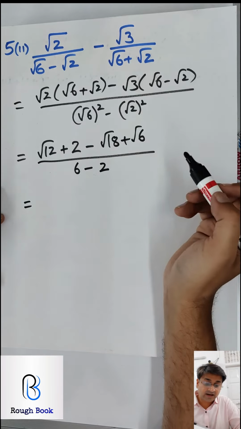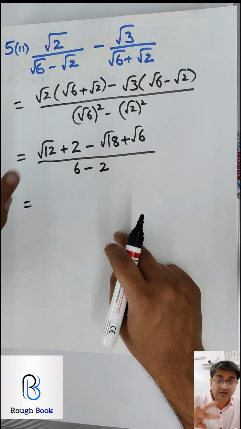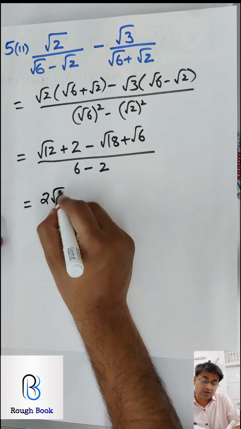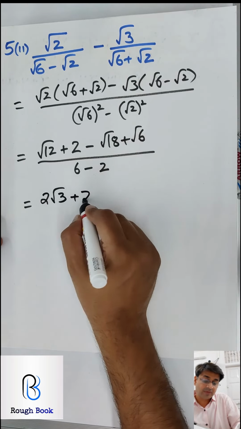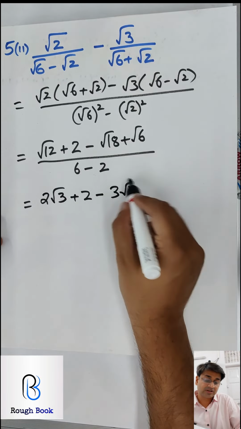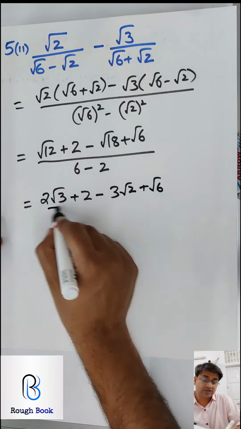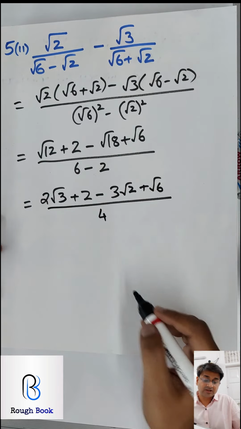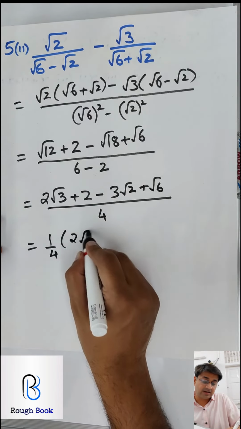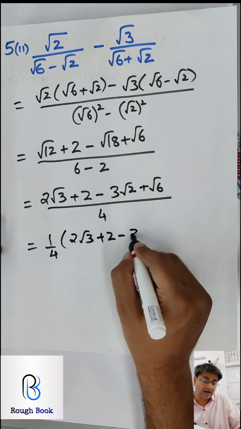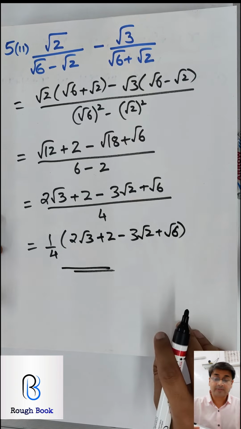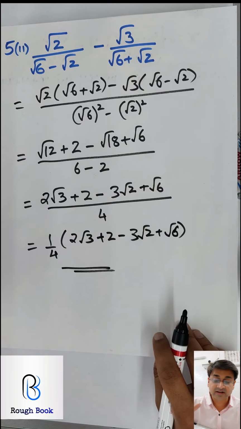Now here there are some chances for converting this into mixed. So root 12 can be written as 2 root 3 because 4 3s are 12 plus 2. Likewise this can be written as 3 root 2 because 9 2s are 18 plus root 6 upon 4. So in the end what you can do is pull out this 1 by 4 outside and then write 2 root 3 plus 2 minus 3 root 2 plus 6 and leave the sum there only. That's the only way you can present it right at the end.